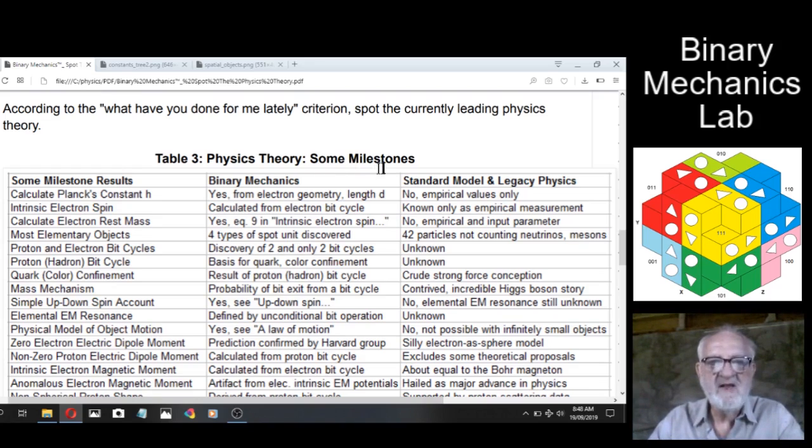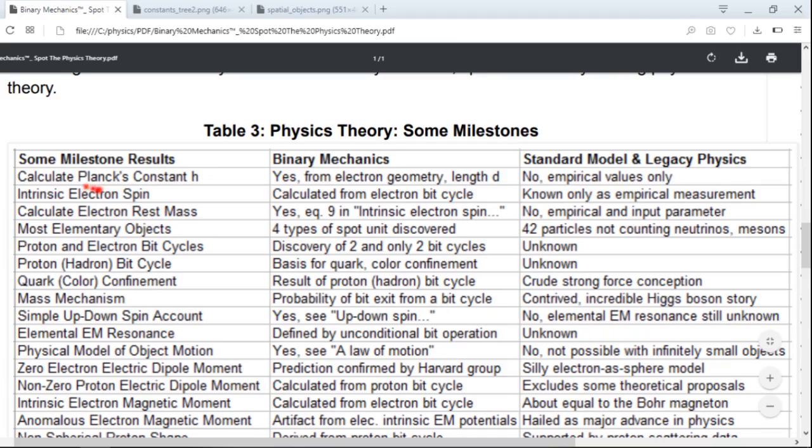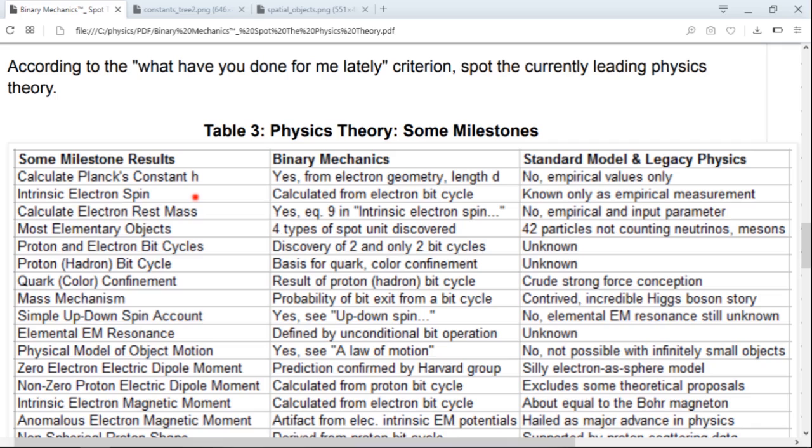Let's look at some milestones of binary mechanics. First, we've calculated Planck's constant. Yes, from electron geometry and the length constant L called d previously. No, in the standard model, they've only got empirical values only. How about electron intrinsic spin? Calculated from the electron bit cycle, yes, known only as an empirical measurement in your textbooks.